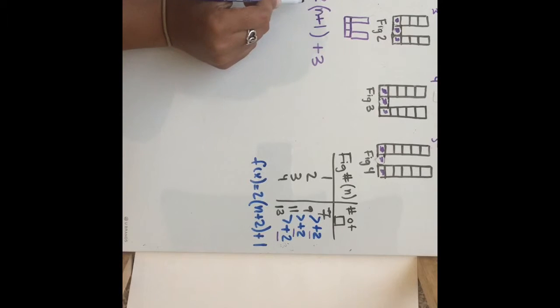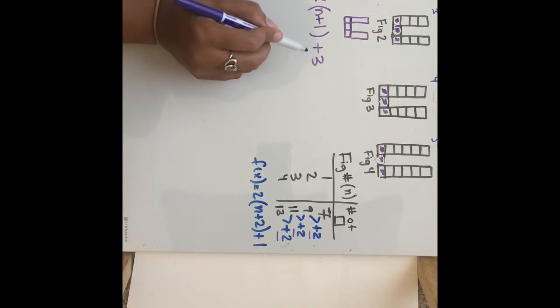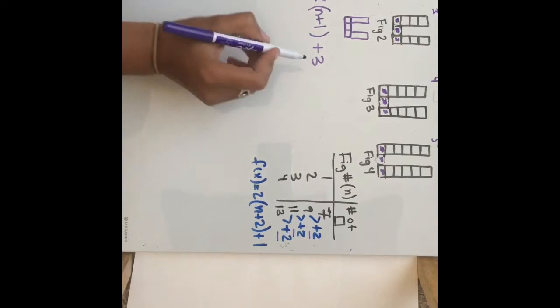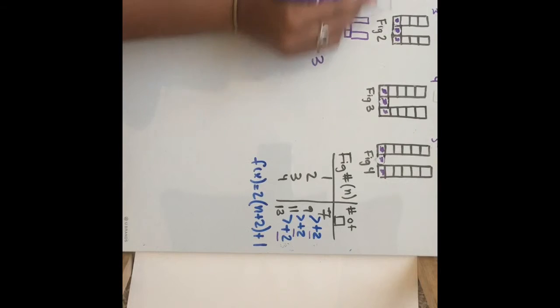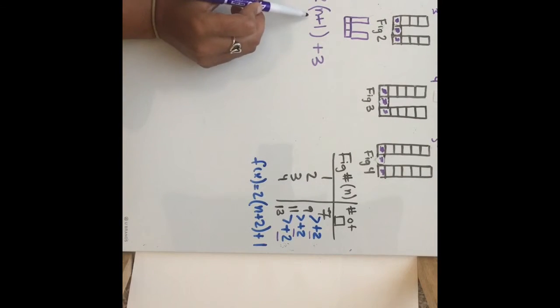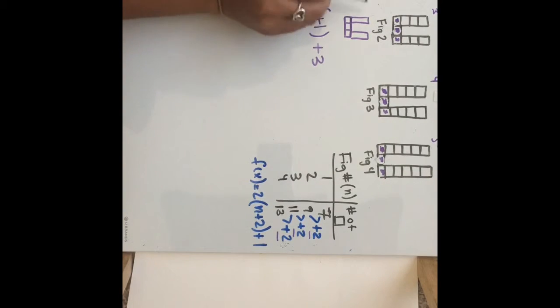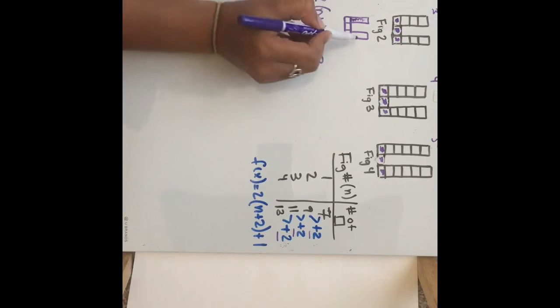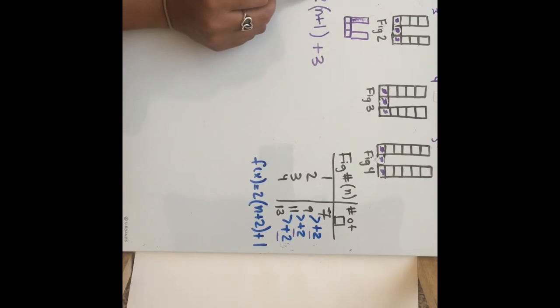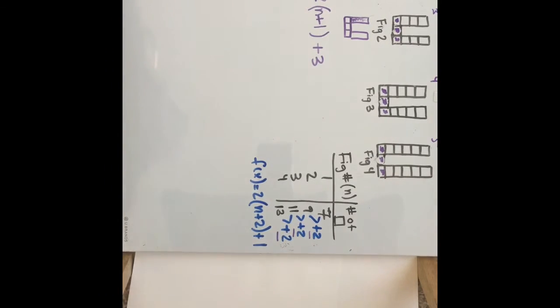So for our equation, we have f of x equals 2 times the quantity n plus 1, plus 3. So the plus 3 is that consistent 3 on each figure. The n plus 1 in the parentheses actually represents one column right here. And since we have 2, we're multiplying it by 2 to make sure we represent all of the squares in each figure. So let's go ahead and check it just to make sure it's right.